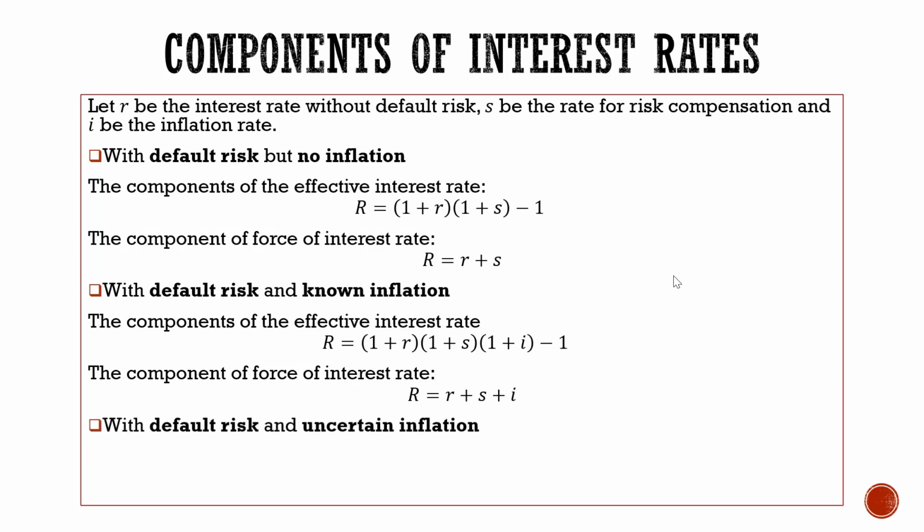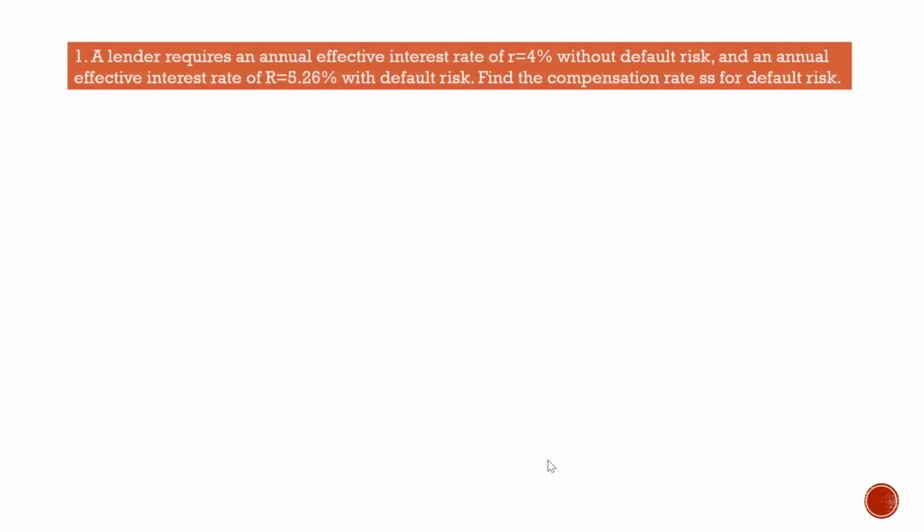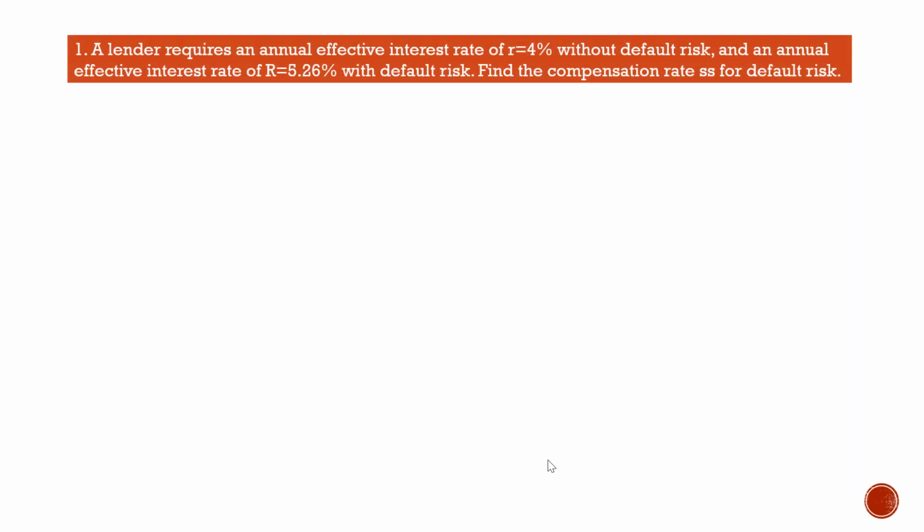In the case that default risk exists but inflation is uncertain, we do not consider the effective interest rate. We only consider the continuous interest rate, that means the force of interest rate. So R is r plus s plus iE plus iU. Here iE and iU are the continuous expected and unexpected inflation rates. So that's everything for today. Now let's try to do some practice.